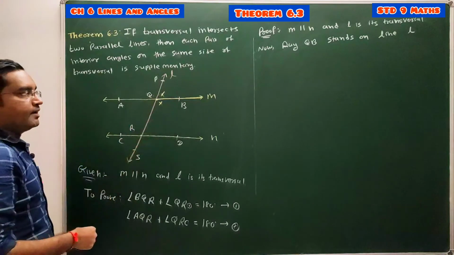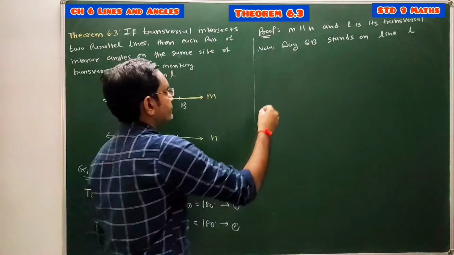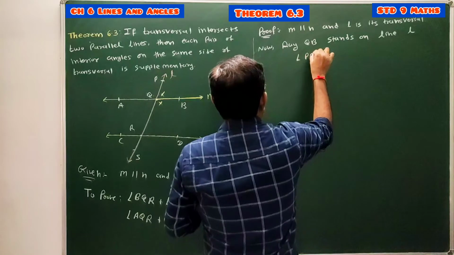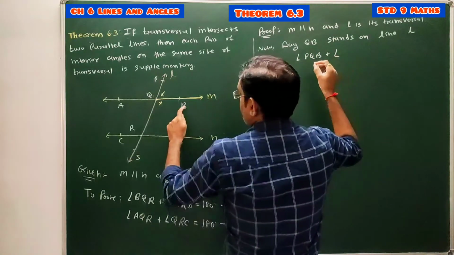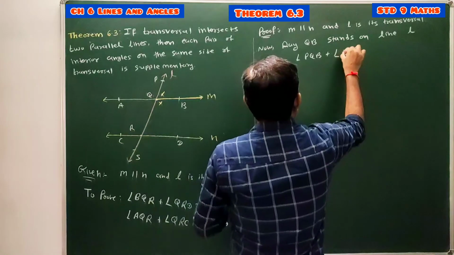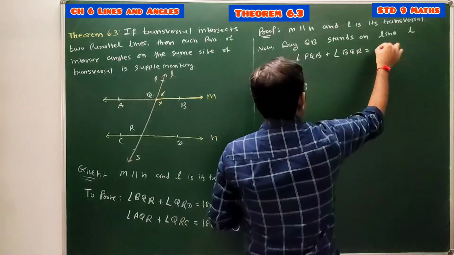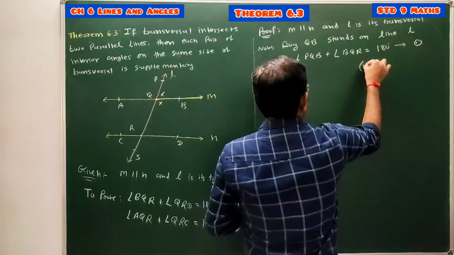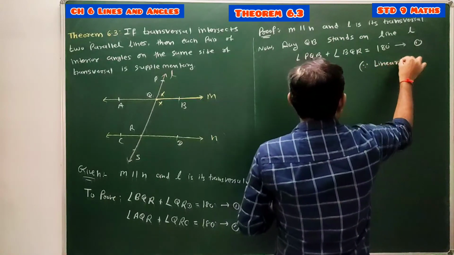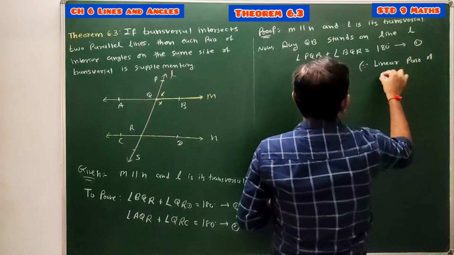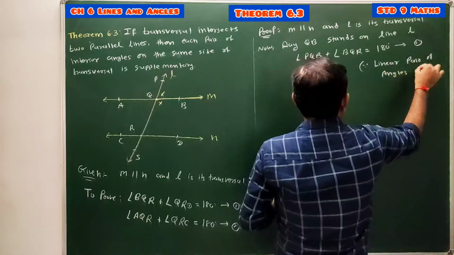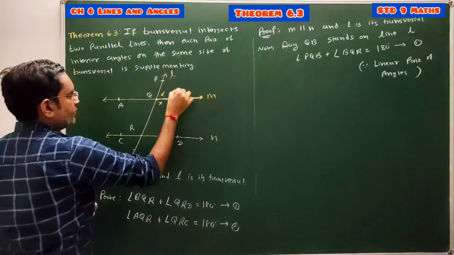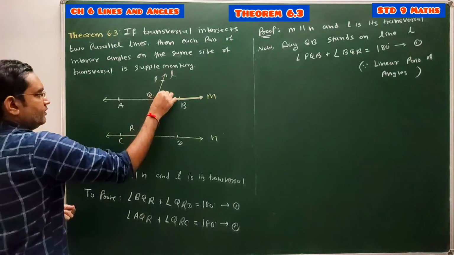The sum of their angles is 180 degrees, and they are supplementary angles. So for this pair of angles, angle PQB plus angle BQR equals 180 degrees. Say this one as result number 1, and the reason is these are a linear pair of angles. Ray QM stands on line L. These two angles are a linear pair of angles.